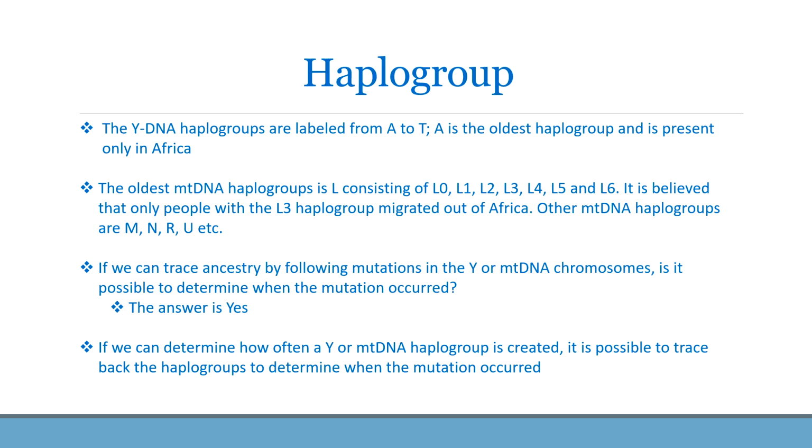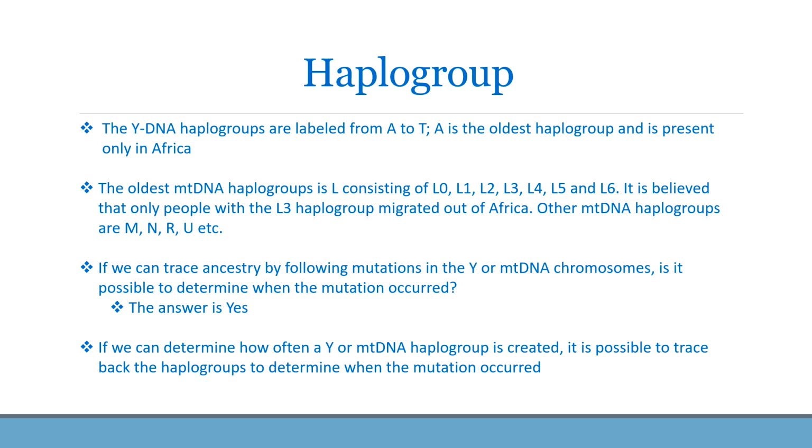The Y DNA haplogroups are labeled from A to T. A is the oldest haplogroup and is present only in Africa. The oldest mtDNA haplogroup is L, consisting of L0, L1, L2, L3, L4, L5, and L6. It is believed that only people with the L3 haplogroup migrated out of Africa. Other mtDNA haplogroups are M, N, R, U, etc.